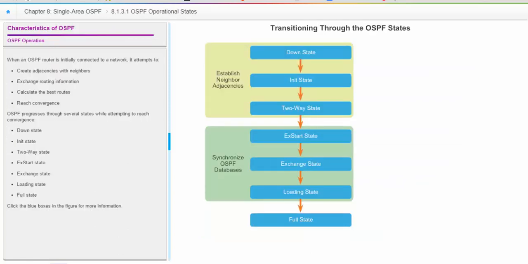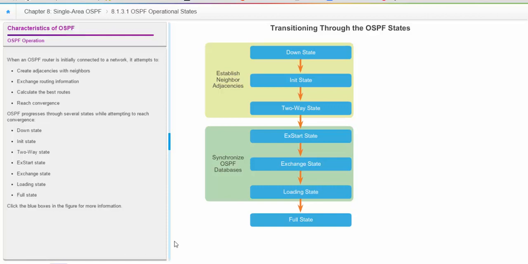Alright, now let's look at transitioning through our OSPF states. When the OSPF router initially is connected to a network, it attempts to create its adjacencies with its neighbors, looks to see who's out there. It exchanges the routing information, it calculates its best routes, and then it reaches convergence. And all this happens rather quickly. OSPF progresses through several states while attempting to reach convergence. You have your down state, your init state, you have a two-way state, you have the ExStart state, an exchange state, loading state, and full state.